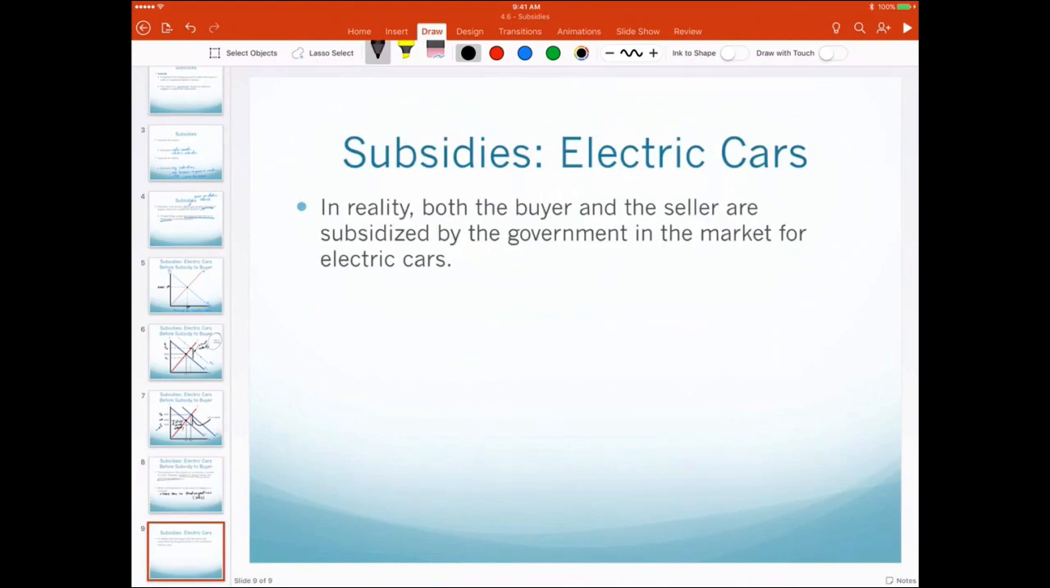Okay, so wrapping up, again, subsidies, just like taxes, both the buyer and the seller end up being subsidized by the government in the market for electric cars, or whether it's agricultural subsidies, or whether it's solar panels, or any of the things that get subsidized by the government, right? Subsidy is the opposite of a tax, and so both buyer and seller gain again. All right, and that's it.